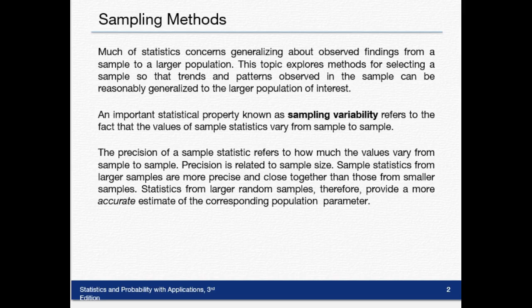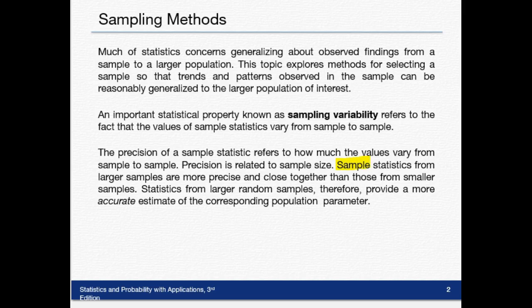An important statistical property known as sampling variability refers to the fact that values of sample statistics vary from sample to sample. And we'll model this a lot in class. You'll know what this looks like. The precision of a sample statistic refers to how much the values vary from sample to sample. Precision is related to sample size. Sample statistics from larger samples are more precise and close together than those from smaller samples.